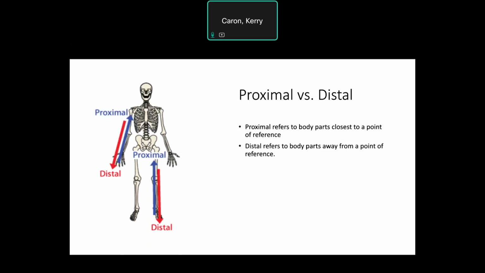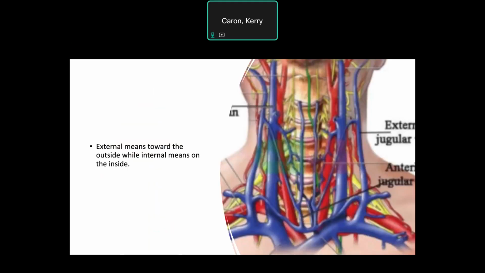Proximal versus distal. Proximal is, and this can get tricky because remember, it's referring to a point of reference. So proximal refers to body parts closest to a point of reference. So proximal is kind of closer to your trunk. And distal is further away from that point of reference. Hopefully this will make more sense when we try one.